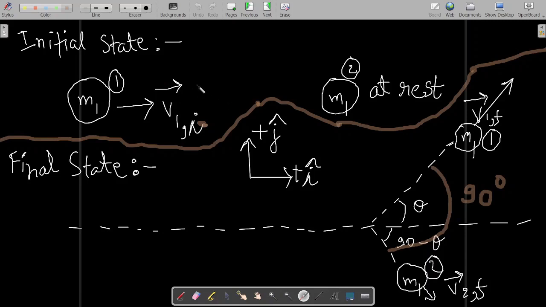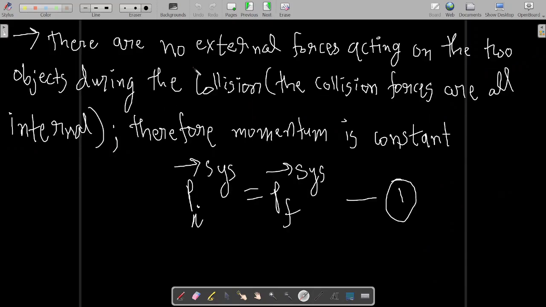If you consider 1 and 2 as the same system, then all the forces are internal. Whatever force 1 applies on 2 and whatever force 2 applies on 1, they are under the same system, because 1 and 2 are the same system. Therefore momentum is conserved. Collision forces are all internal, therefore momentum is constant, or you can say conserved.